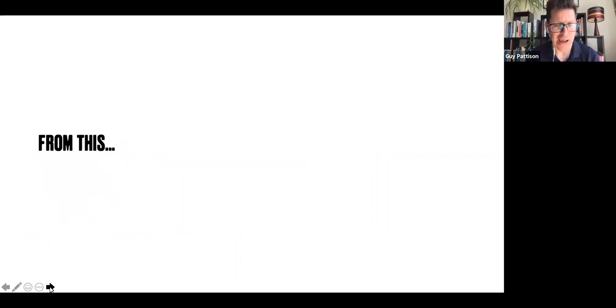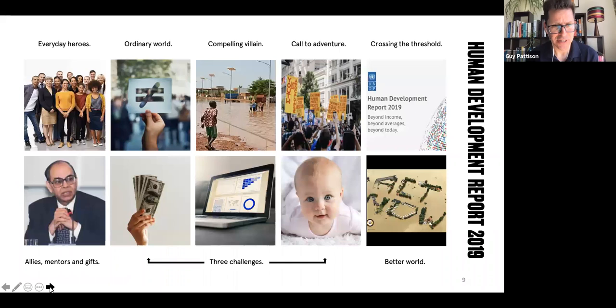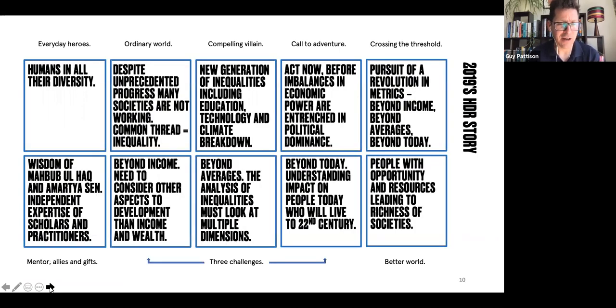Just to show how this might play out, we're going to have a look at the 2019 and then a potential 2020 story. In terms of the everyday heroes for 2019, we're looking at humans and all their diversity. The world that they're stuck in is not working. Inequality is a real frustration, and inequality is getting worse, particularly around these new areas of education, technology and climate breakdown. That represents a new generation of inequalities as a villain.